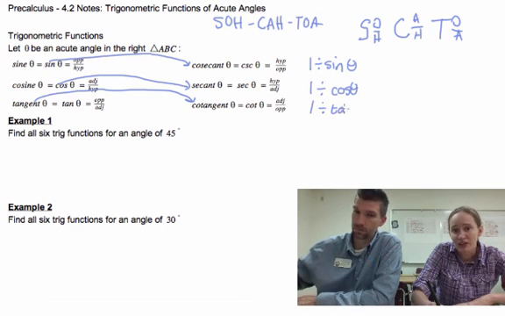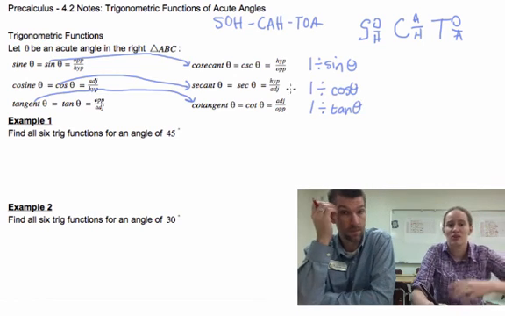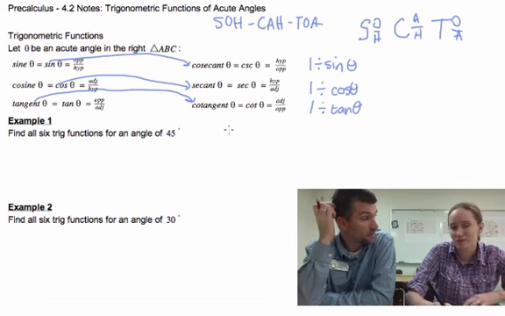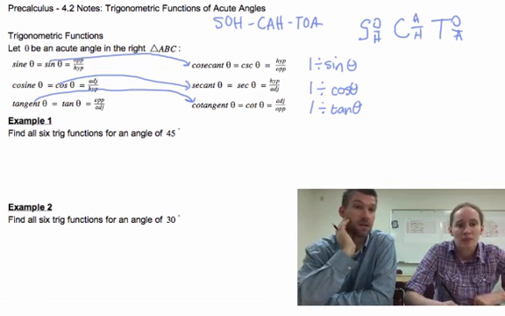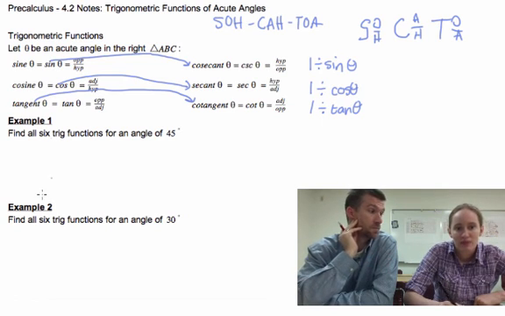Unless you have the Inspire. The Inspire has cosecant, secant, and cotangent buttons. That is correct, yeah. Which is pretty nifty. Then you just have to pay attention to make sure that you're in degrees or radians. Right, but we'll get there.